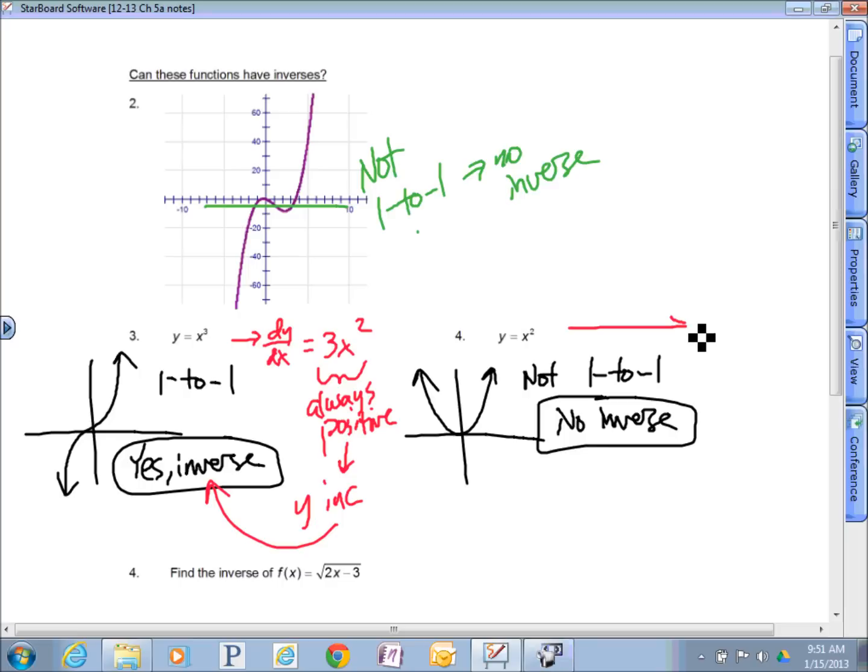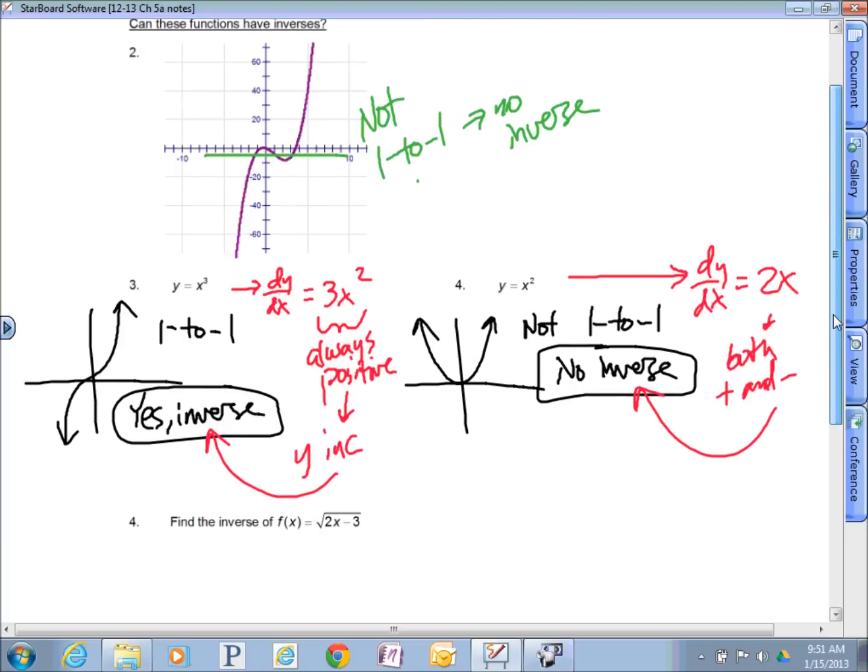So here, if I look at number 4 to contrast, that derivative is going to be 2x. This is both positive and negative. That's both positive and negative. Can't have an inverse, depending on the x value that I plug in. Again, if you looked at part of the domain, it would work.